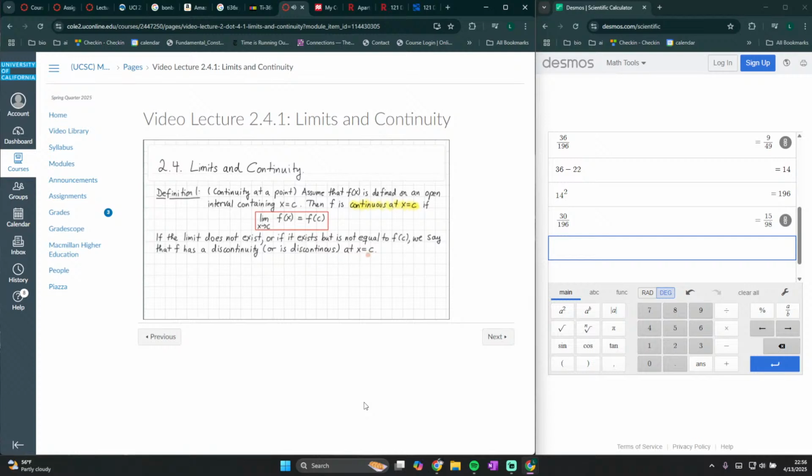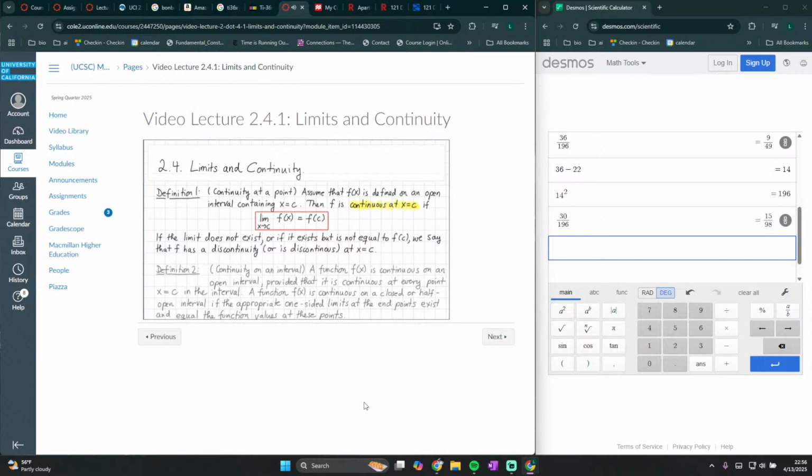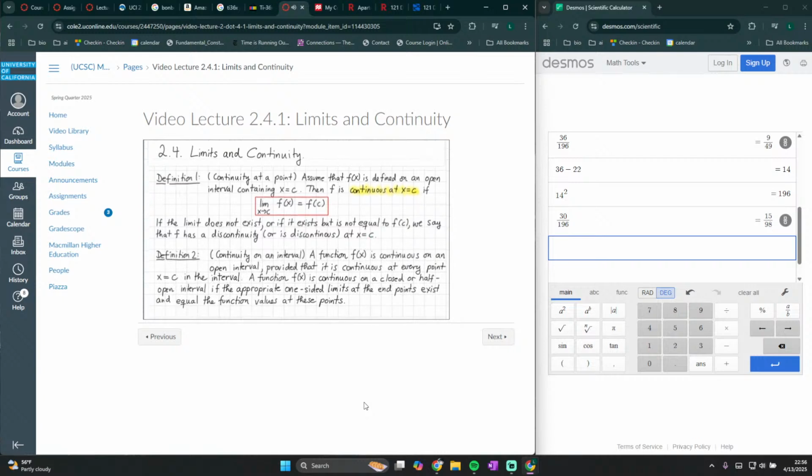Before we give you examples of this definition in action, let's extend it to an interval. So here's our second definition. Continuity on an interval. A function f of x is continuous on an open interval, provided that it is continuous at every point x equal to c in the interval. And then similarly, a function f of x is continuous on a closed or half-open interval if the appropriate one-sided limits at the endpoints exist and equal the function values at these points.